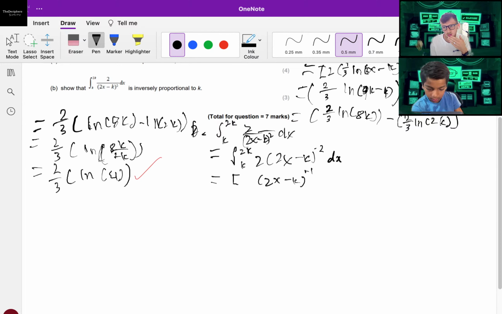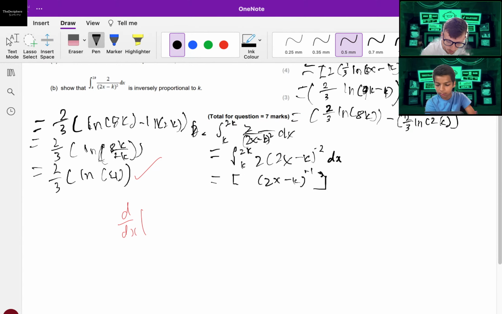I think it's just that? Yeah, but let's do a quick check. If I was to differentiate 2x minus k to the negative 1, I would times by the power, which would be negative, drop the power by 1, which is negative 2, and times through by the derivative of the bit in the bracket, so times through by 2. So it's negative 2 times 2x minus k to the negative 2. So you're definitely close, but you've put the negative in there now.